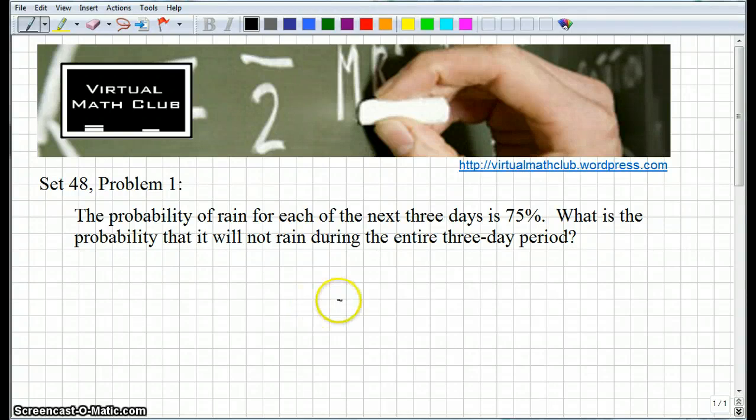Problem number 1. The probability of rain for each of the next 3 days is 75%. What is the probability that it will not rain during the entire 3-day period?